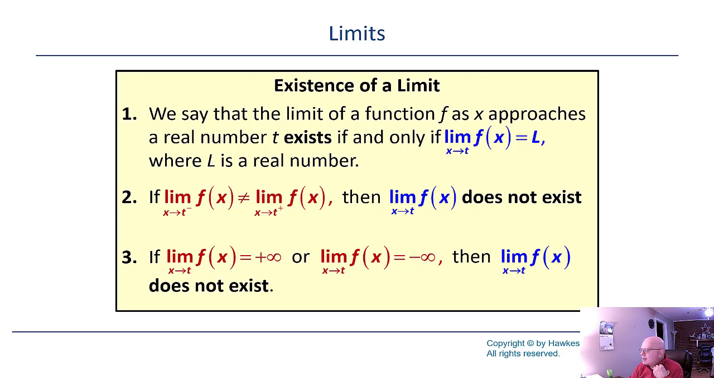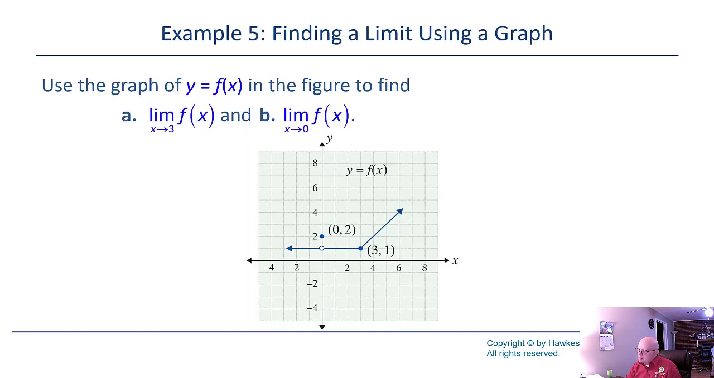So we can summarize some of this. Say the limit as x approaches the number t. It exists if there's some number that exists for both the right-hand limit and the left-hand limit, and they're the same. If any of those approaches positive or negative infinity, then we do not have a limit. End of story.